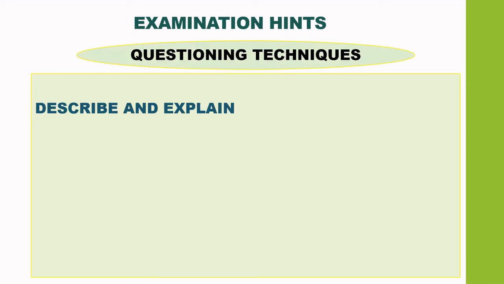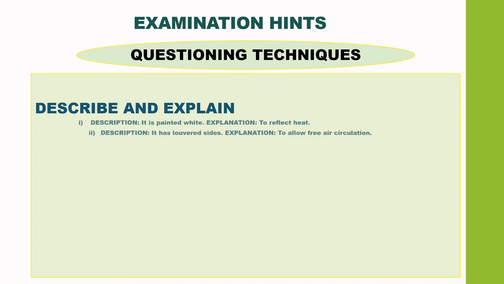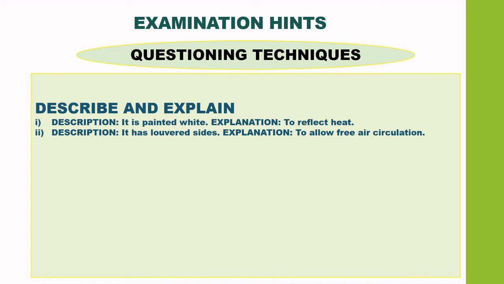Describe and explain. If you are given a question like describe and explain two features of a Stevenson screen. 1. The description, you can say it is painted white. Then the explanation, you are answering why it is painted white. You can go on to write to reflect heat. Another description could be it has louvered sides. Why, you explain, to allow free air circulation.